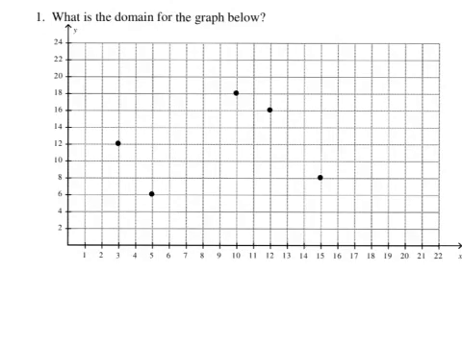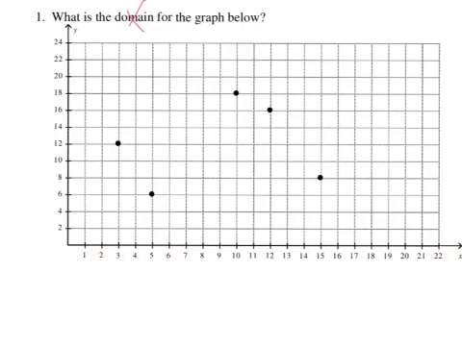Okay, number 1 says, what is the domain for the graph below? So right here we know that we're looking for domain, so I'm going to write x so that I know I'm looking for the x values. When I go down to my graph, these are my y values, these are my x values. So when I am going to write the domain, I'm only going to be looking at the numbers here.